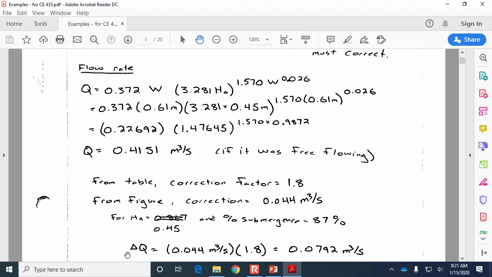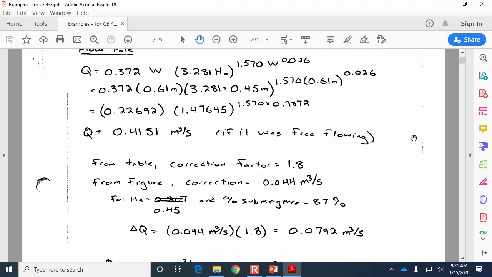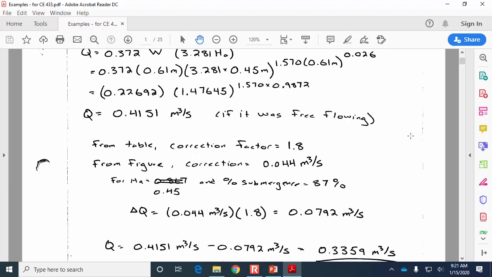So the delta Q, the correction amount, is 0.044 cubic meters per second multiplied by 1.8. And so we're going to reduce our free flow capacity by 0.0792, which means that the actual capacity of the flume under these conditions is 0.3359 cubic meters per second.